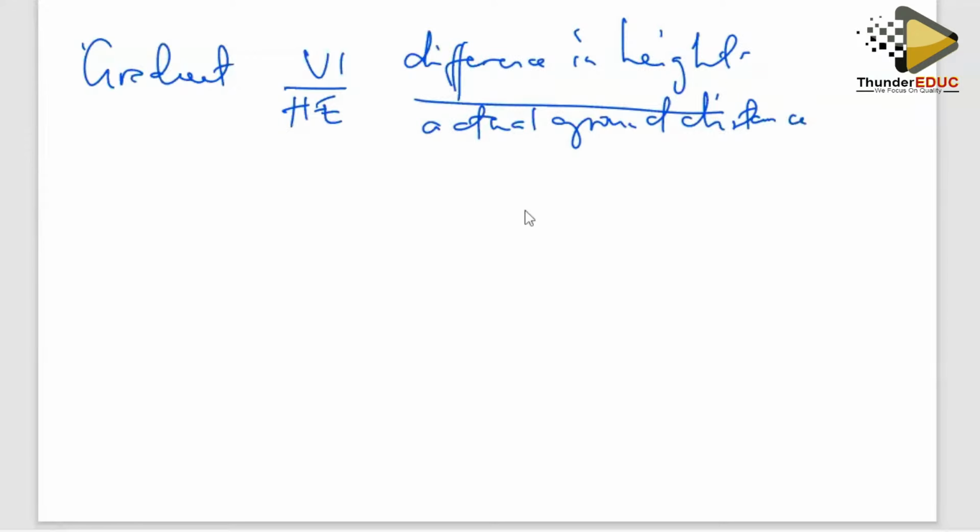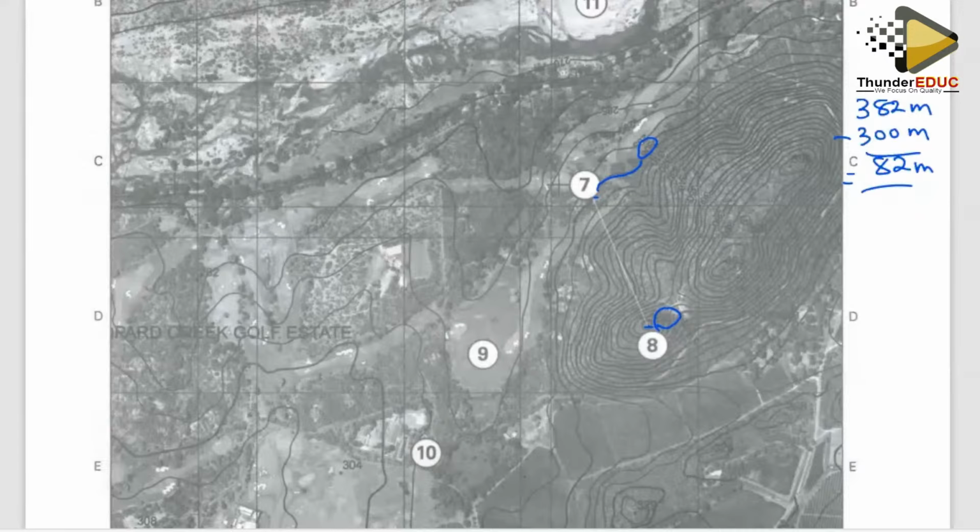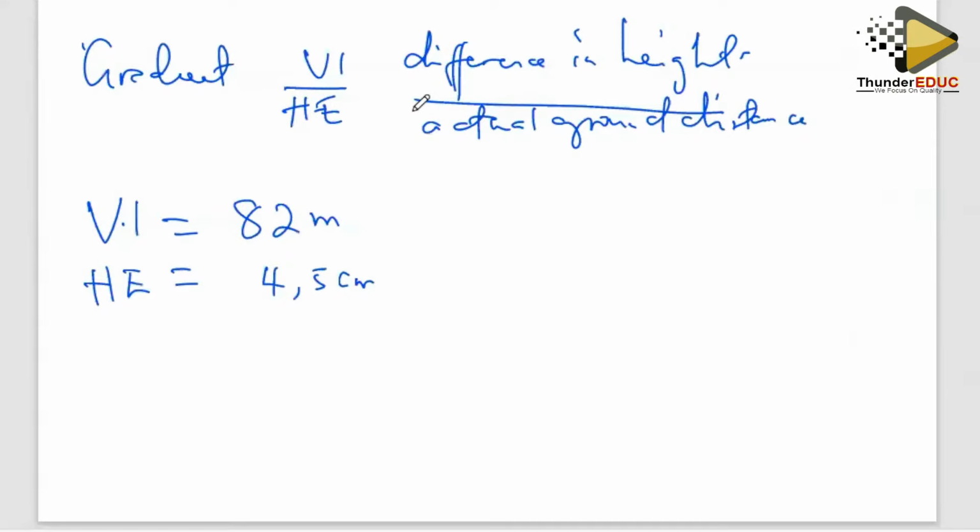So in this instance, our VI has already been calculated from the previous question. We got it as 82 meters. What is our HE? We are told to use a map distance of 4.5 centimeters, which implies that we don't need to measure this area. It was supposed to be measured from this part to this part, but it has been measured for us along this line. We just need to use the information which has been availed.